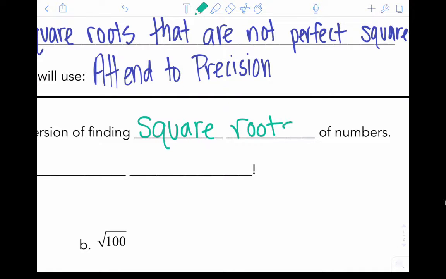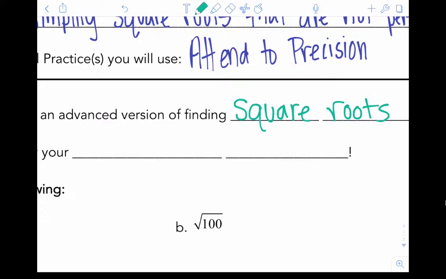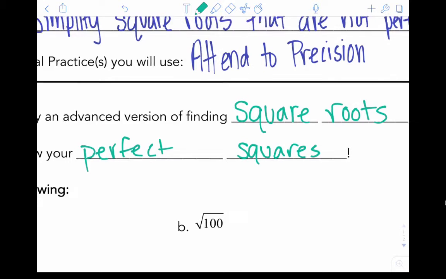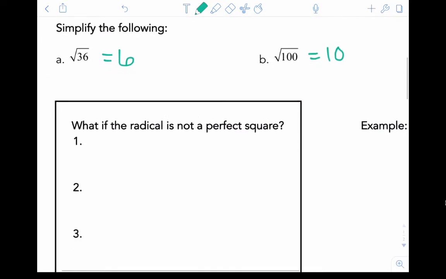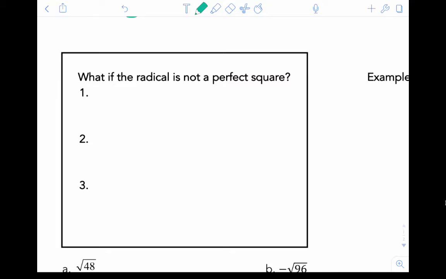When we find square roots of numbers, we already know how to do that with perfect squares. We know our perfect squares. If you don't know your perfect squares, then you need to take some time on your own to memorize those, because at this point, you should know those. So the perfect squares would be something like square root of 36, that's equal to 6, or square root of 100, which is equal to 10. We know how to do that. So what do we do if it's not a perfect square? Well, we have some steps that we're going to have to go through.